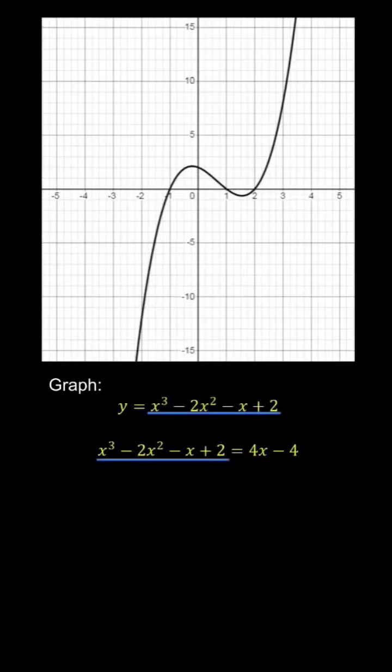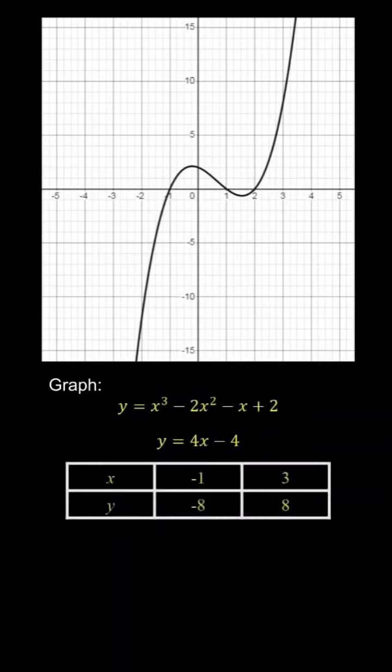So now that we can see the part that looks the same for our equation and our graph, we focus on the other side, where we have 4x minus 4. We pull this out and write it as its own equation, y equals 4x minus 4. And now we have to graph this equation. So how do we do that? Just pick any two values for x. I've picked the values negative 1 and 3, and I've calculated the corresponding values for y. Plot them onto our graph and draw a line straight through.